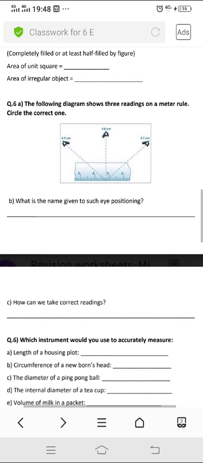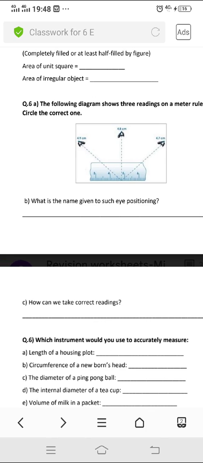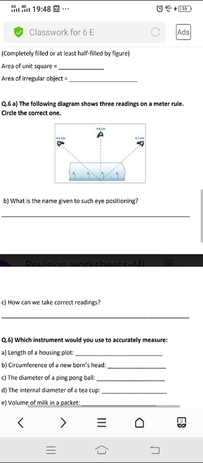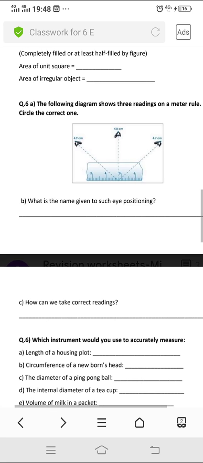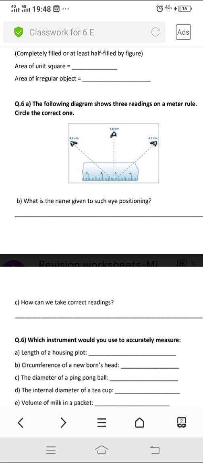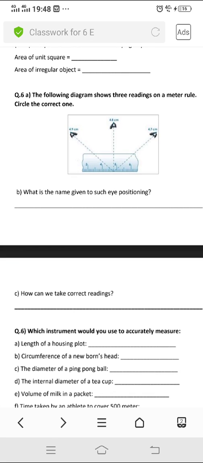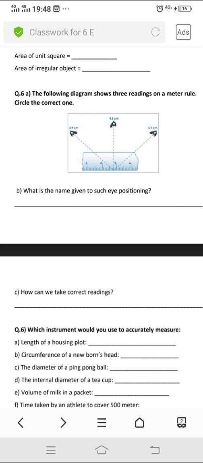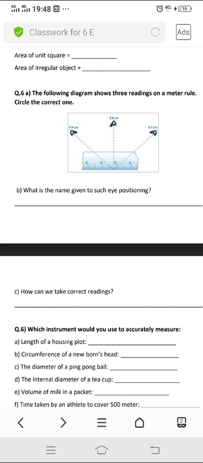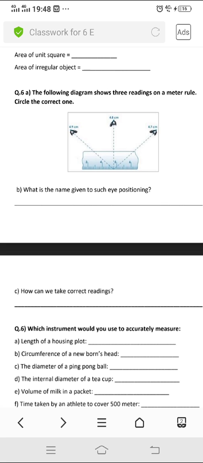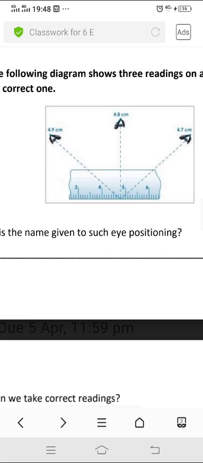Okay, now question number 6a. The following diagram shows three readings on a meter rule. Circle the correct one. Remember, when you take a reading, your position of eye level matters a lot. And you will come across this point many times when you'll be appearing for your O-levels. So they focus a lot on this, that you have to keep your eye level right perpendicular to the reading, right? So look at these three eye levels.